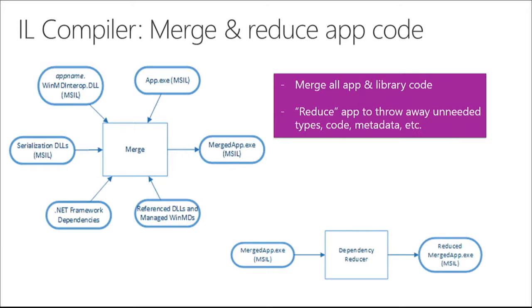Obviously, if you're calling something in system collections like ArrayList, if you're calling one method on ArrayList, you don't want to bring in all of the different types in system collections. You really just want an ArrayList. In fact, you just want that one method and whatever types you're using. So we have a dependency reducer that tree shakes and throws away all of the things that you're not using, so that now you end up with a reduced merged app, which is an MSIL application that works perfectly, could be JITted with the JIT compiler, and has with it all of the .NET framework code that you are referencing.